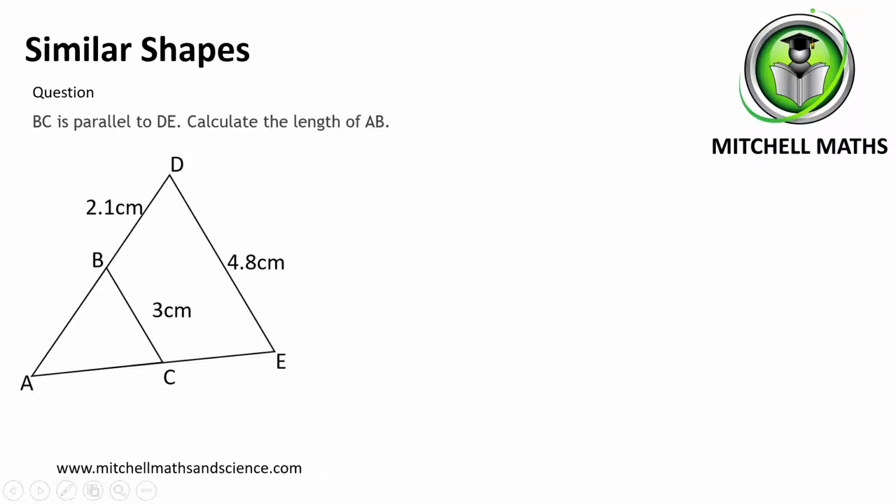And the last one, so this one's quite a tricky question. BC is parallel to DE. Calculate the length of AB. Again, we've got a triangle within a triangle, and we can work out the scale factor. That's quite straightforward because we've got 4.8 centimetres and 3 centimetres. 4.8 divided by 3 is 1.6.